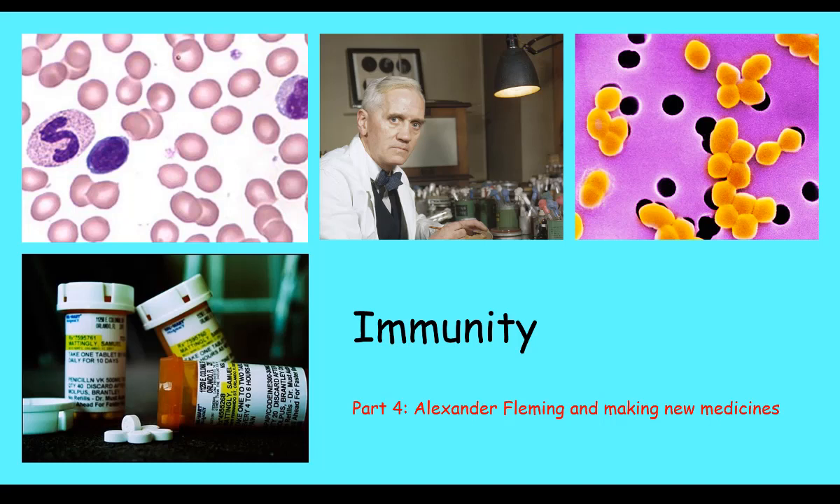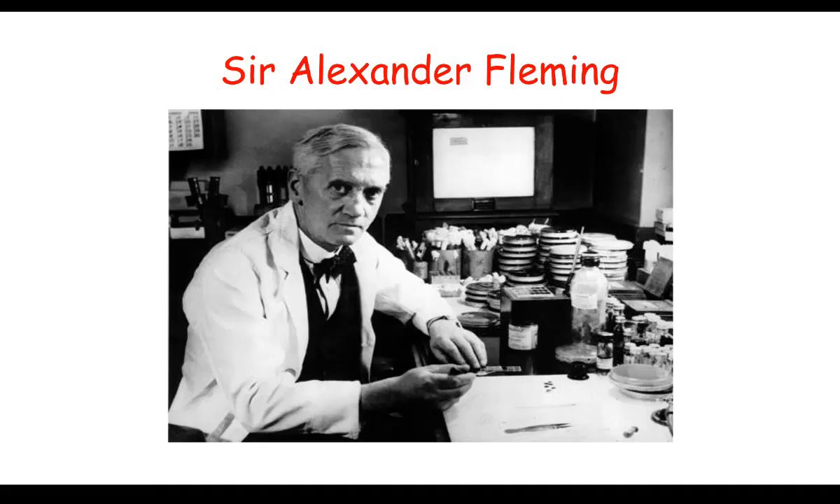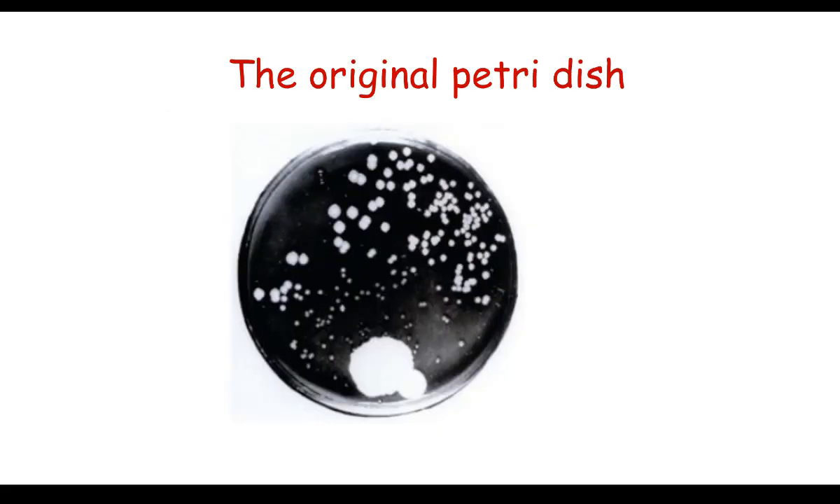So the final part then of immunity is all about Alexander Fleming, his role in discovering penicillin, making new medicines, and also some little experiments. So this is Alexander Fleming. He discovered penicillin, which is the first antibiotic. Now, here was his original petri dish that he used and led to the discovery of penicillin.